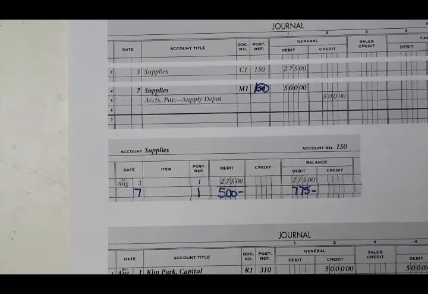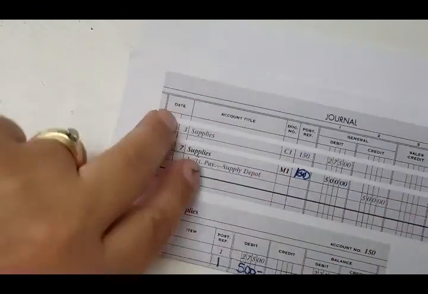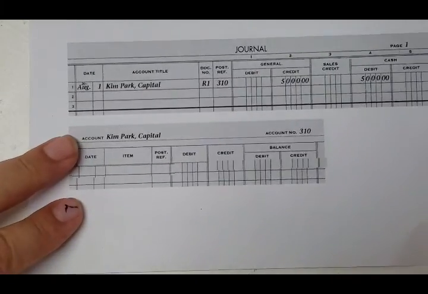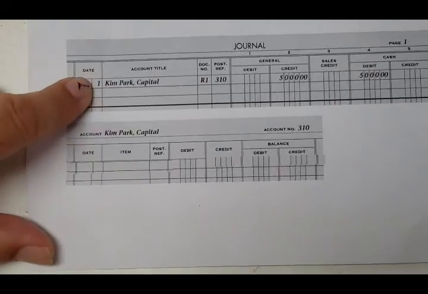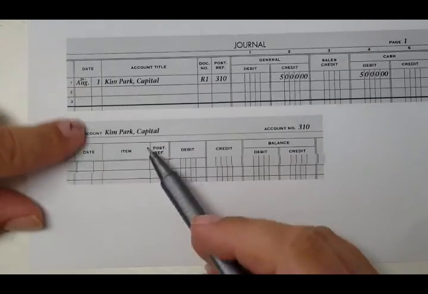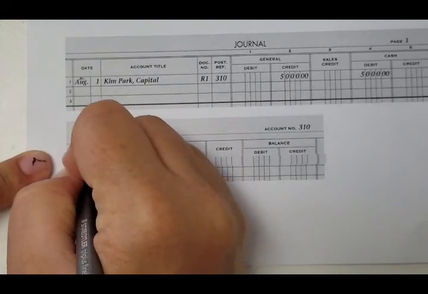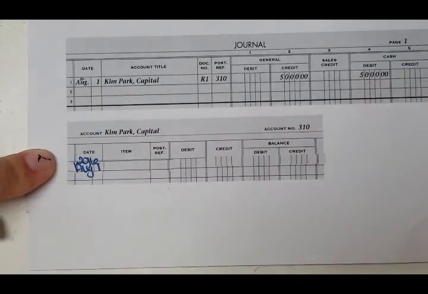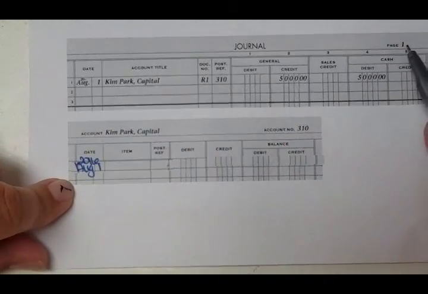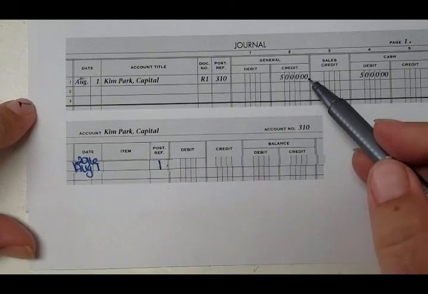Now let's look at posting from a credit column. Those two have both been debits. We're going to look at a credit. So this transaction was on August the 1st, Kim Park Capital. So we go to the Kim Park Capital ledger page. I'm going to put the date of August the 1st. It's the first one of this month and year, so I have to fill that information in. Post reference came from journal page number 1. This time it's a credit of $5,000.